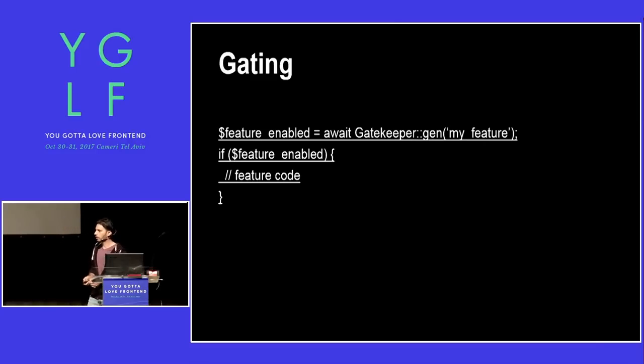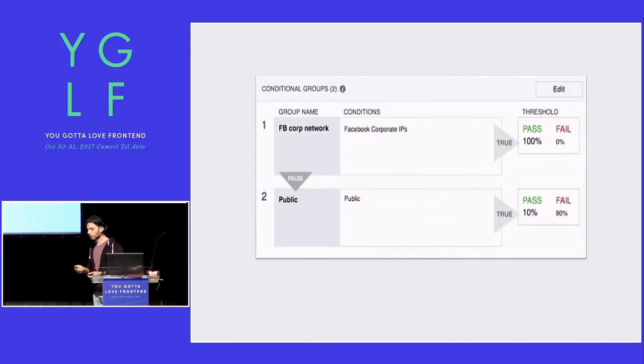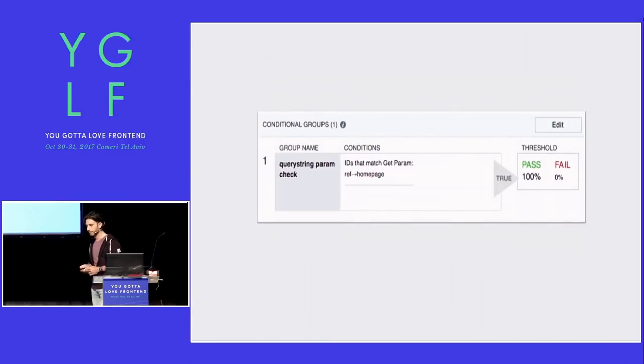All I have to do in the code is ask gatekeeper, this is my feature, should it be on or off? And it just spews out a Boolean. And in another configuration tool, which is called gatekeeper, I can do something like this. I can say I want 100% exposure to users with these IDs, so basically I'm going to be the only one that sees this. Or maybe I want to open the feature up to all of the corporate IP devices, but for the public, only 10%. And then I can do it incrementally until it gets to 100% if everything goes well.